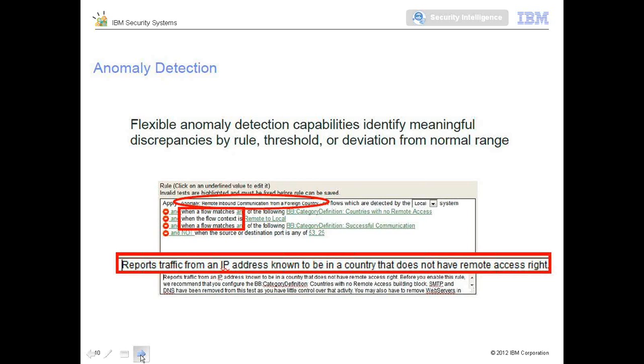Slide 10. So anomaly detection. Again, I have very flexible anomaly detection capabilities. I can identify discrepancies by rule, threshold, or deviation from normal range. What does that mean? I'm not only going to look at current data, but QRadar has the capability to look at past data and collate that information together to see whether something wrong is happening.